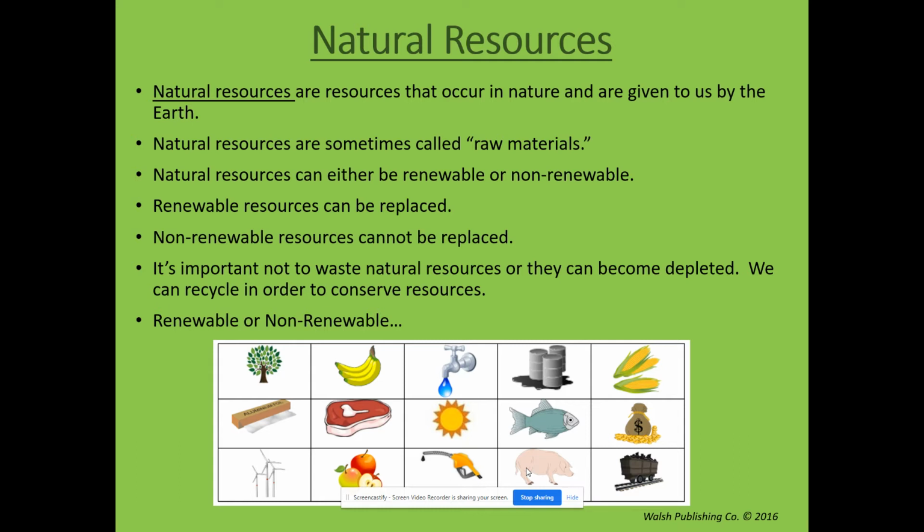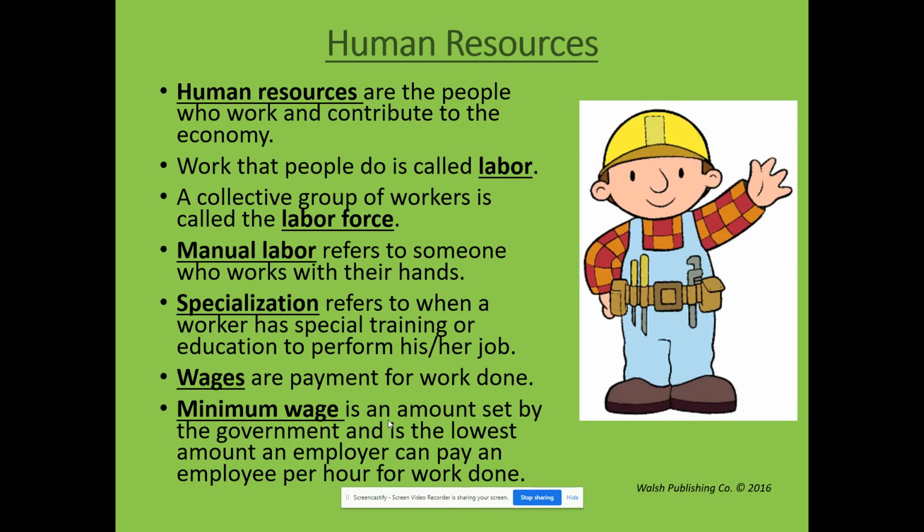Fish, renewable. Fish make new fish, so they're reproducible. Gold, not renewable. Wind, renewable. Apples, we grow apples, so it's renewable. Gas comes from oil, so it's not renewable. Pork, pigs are growable. They can make new pigs, so that is renewable. And of course, coal comes from the earth. We use it to burn for fuel. It is non-renewable. You can't grow new coal.